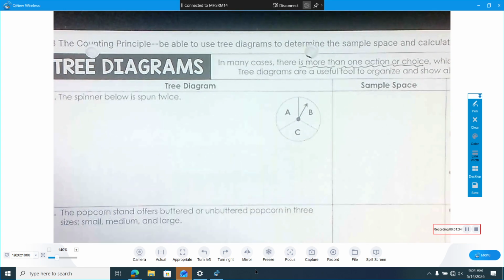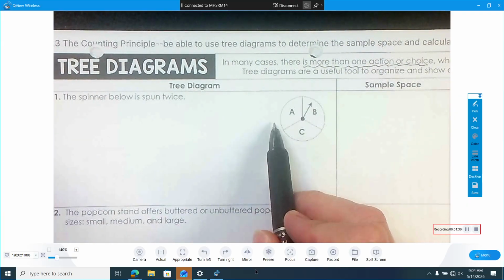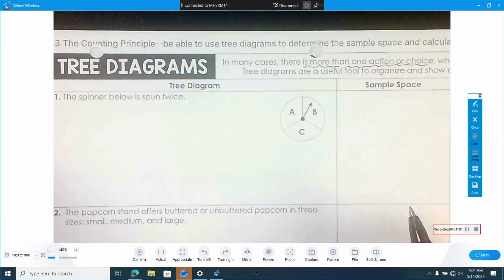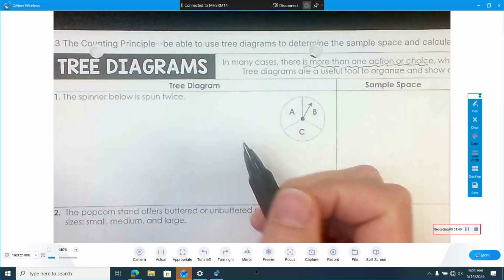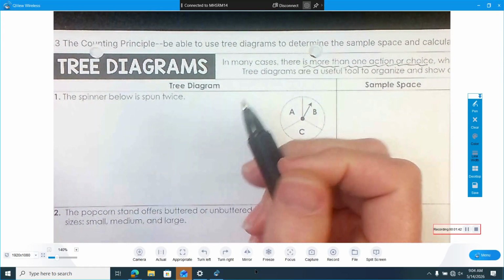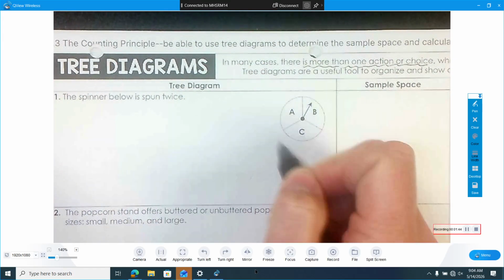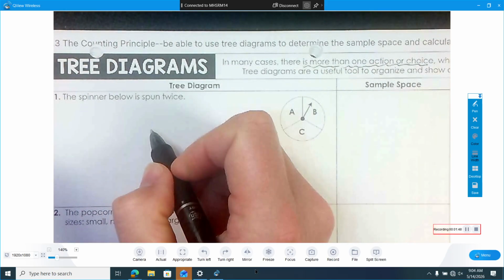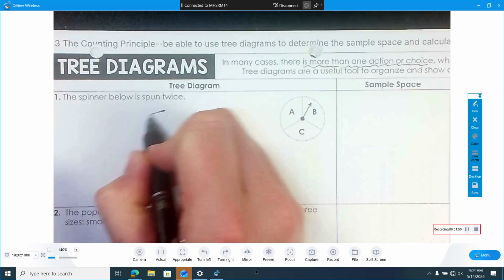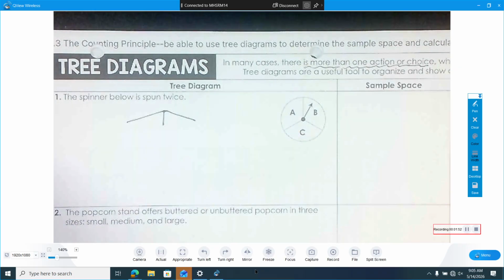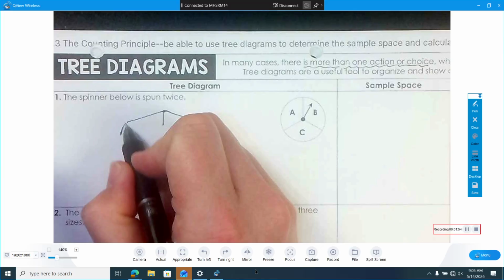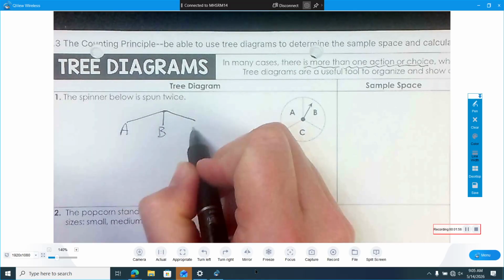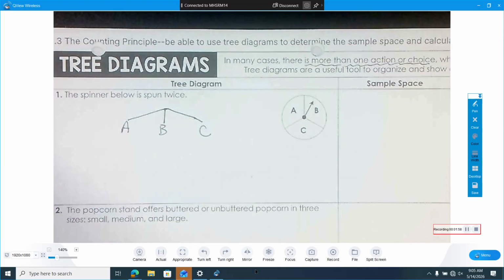So number one here, this spinner is going to be spun 2 times. So what happens here is I'm going to spin this 1 time. What are my possible outcomes that I could get from my very first spin? I could get an A, I could get a B, and I could get a C. So that is my first spin.